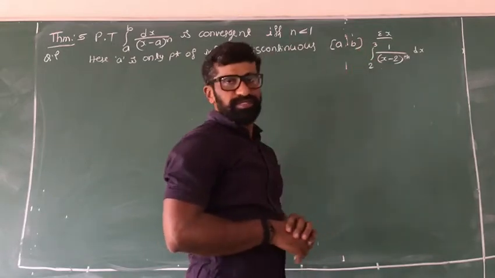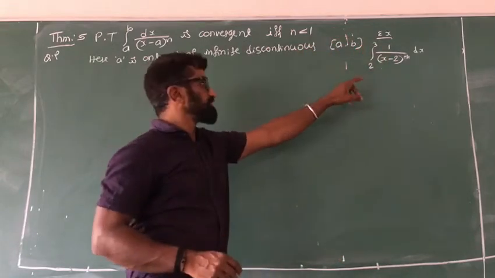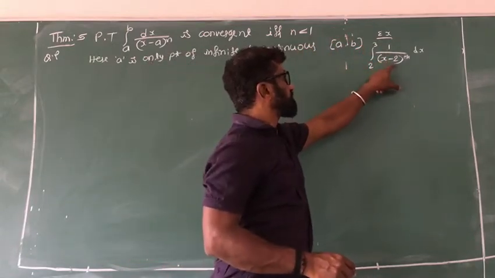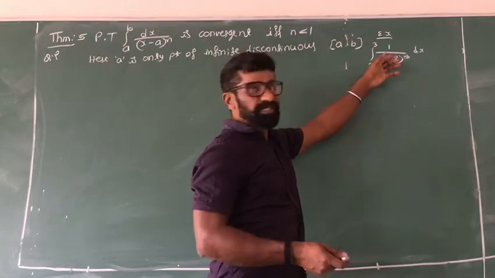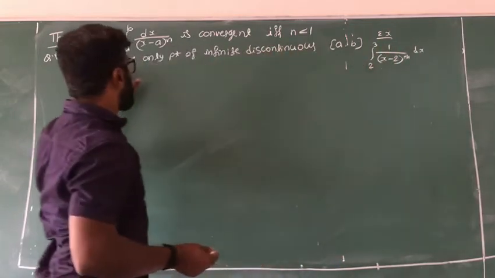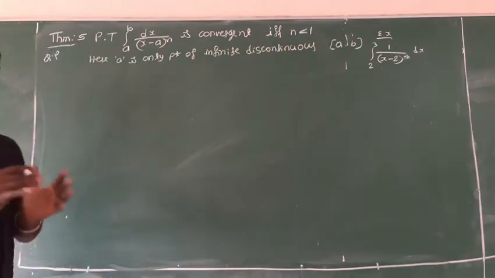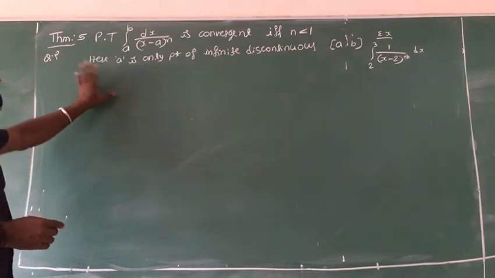Based on the example, 2 is the point of infinite discontinuity. If we put 2, it becomes 1 divided by 0, which means infinity. Function is unbounded. If it is unbounded, that point is infinite discontinuous. Clear? The proof is a little difficult, but you will get it with practice of this theorem.